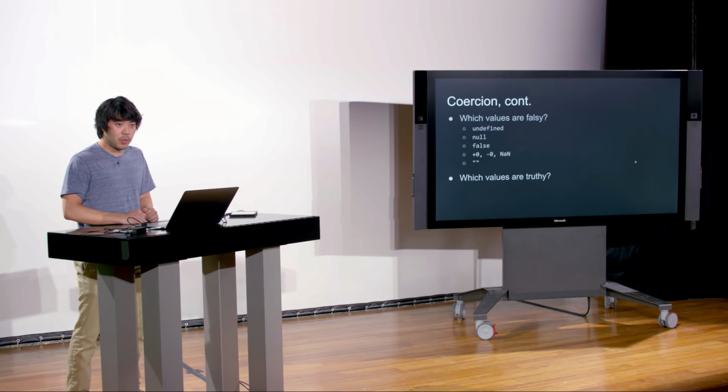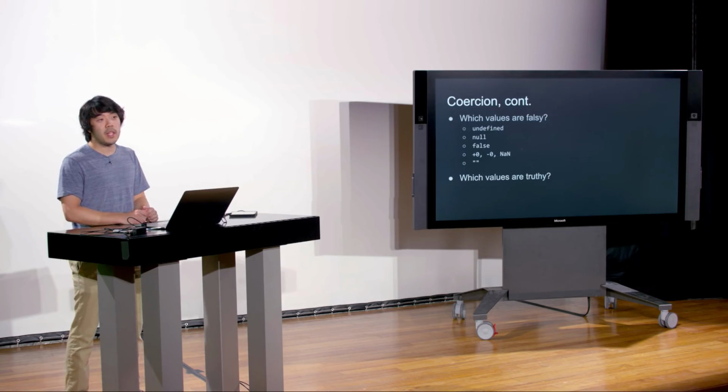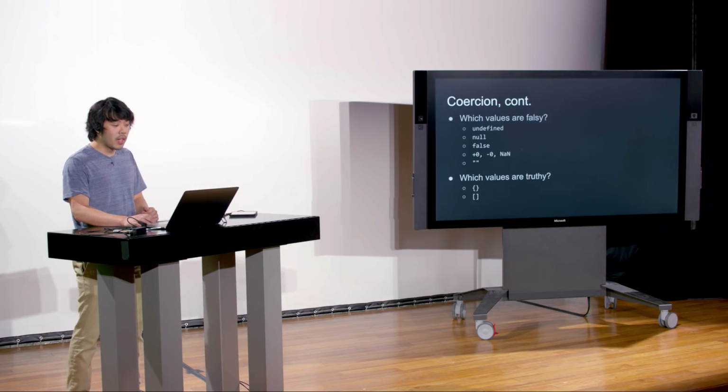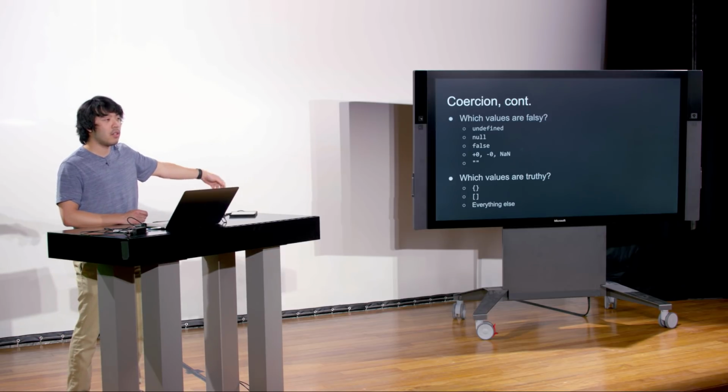So who can name some truthy values? Somebody said 2, which is a valid one. 3, 4, every other number other than 0, -0, not a number. Empty array is also truthy. Empty object. And literally everything else. So anything other than those values right there is truthy.